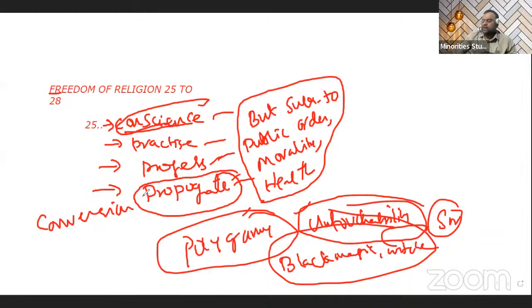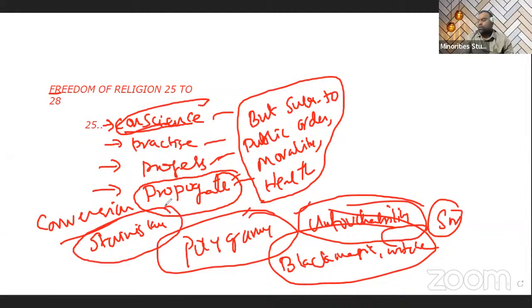Propagation does not mean conversion, according to the Stanislaus case. According to the Stanislaus case, the Supreme Court clearly says that one has the right to propagate, but the right to propagate does not mean the right to conversion. You can propagate your religion, no doubt about this. Propagation is nothing but spreading, it does not mean conversion.